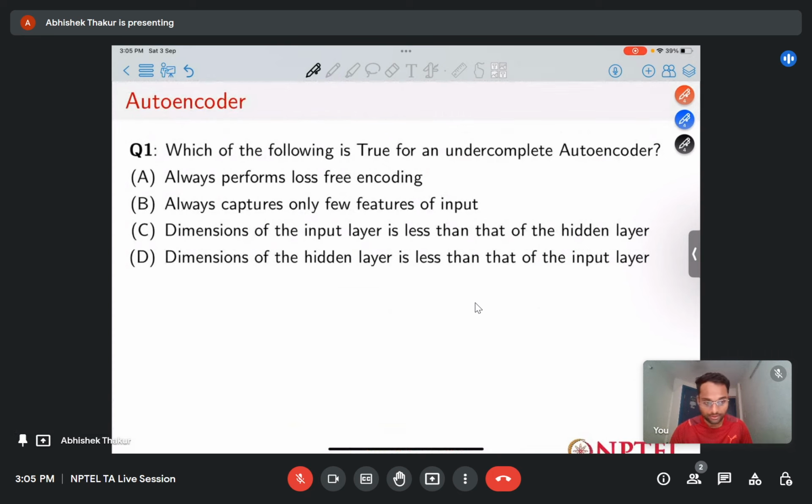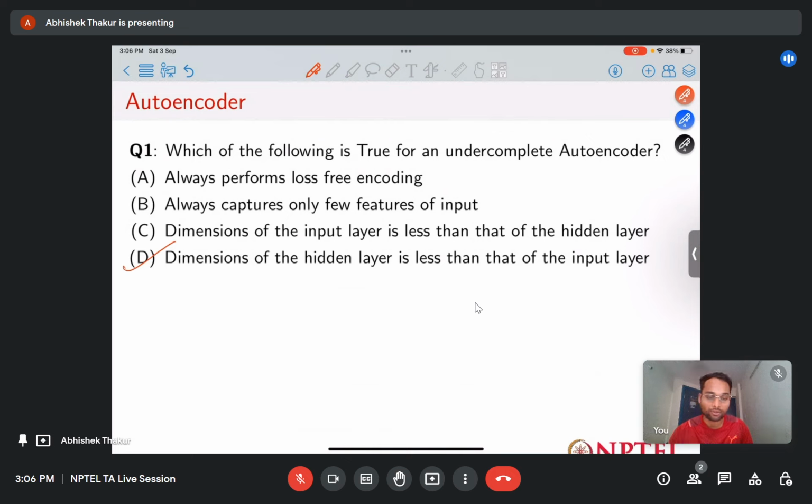So in this first question, what will be the answer? Which of the following is true for an undercomplete autoencoder? It always performs loss-free encoding. That is wrong because it does not give 100% loss-free encoding. It always captures only a few features of input. That is also wrong because it captures most of the important features of input. Dimension of input layer is less than that of the hidden layer. That is not the case for undercomplete, that is the case for the overcomplete autoencoder. And dimension of the hidden layer is less than that of the input layer. So option D is the correct option, as we have seen.